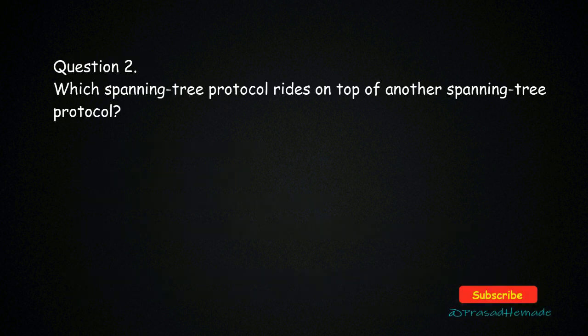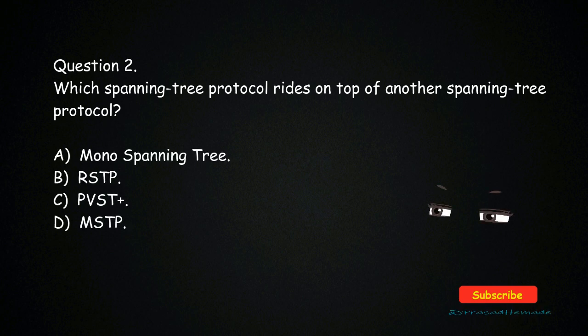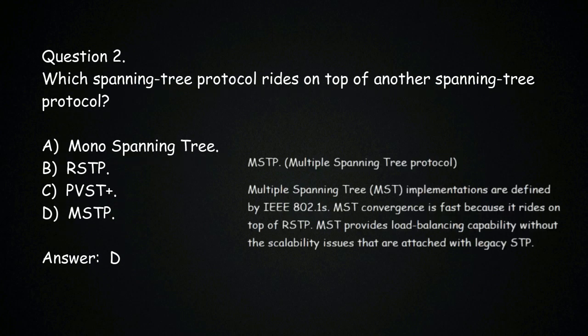Question 2. Which spanning tree protocol rides on top of another spanning tree protocol? Options. Answer is D. MSTP. Multiple Spanning Tree Protocol. Multiple spanning tree implementations are defined by IEEE 802.1s. MST convergence is fast because it rides on top of RSTP. MST provides load balancing capability without the scalability issues that are attached with legacy STP.